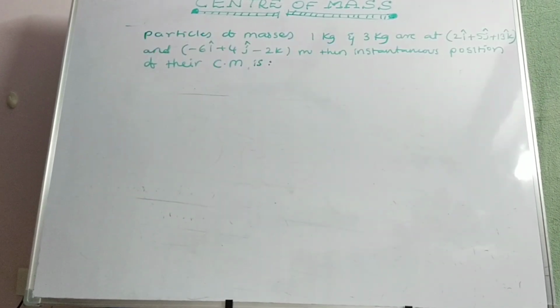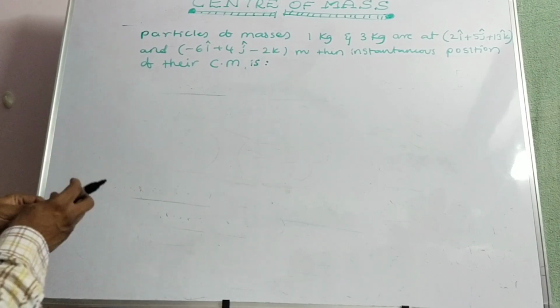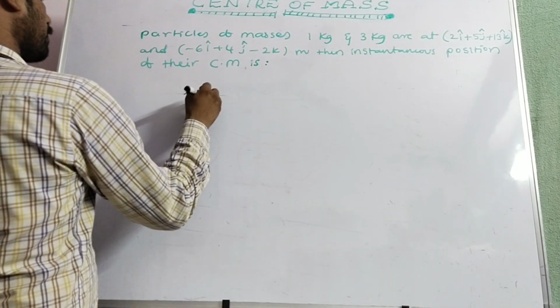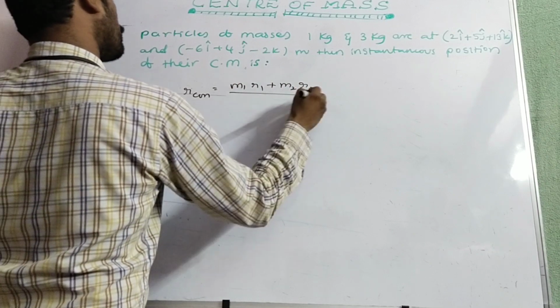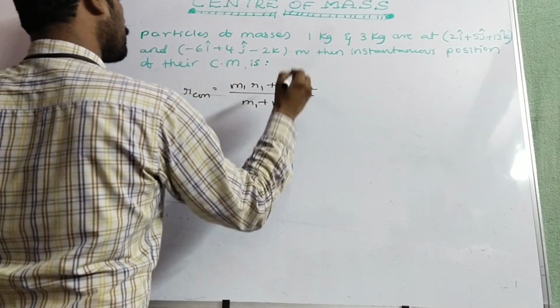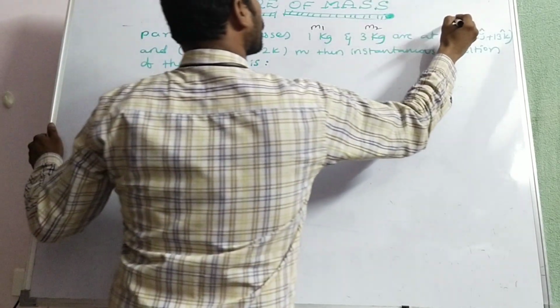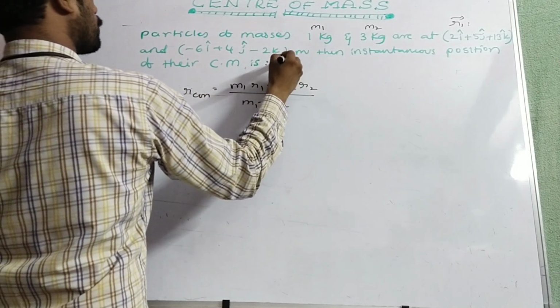Now here the vector model problem is that, using the position vector concept, we have to solve this problem. And we know that RCM, the position, is equal to M1 R1 plus M2 R2 by M1 plus M2. Here it's very simple: we have M1, M2, and R1 bar and R2 bar are the given expressions.